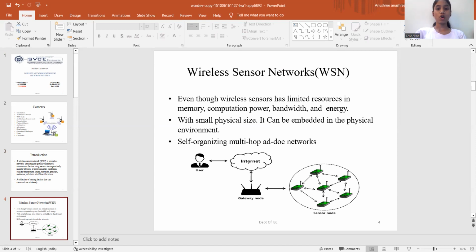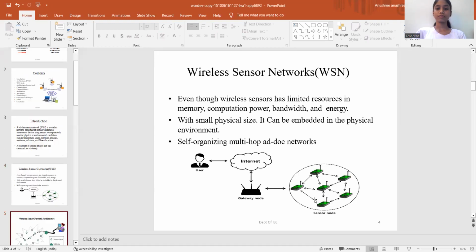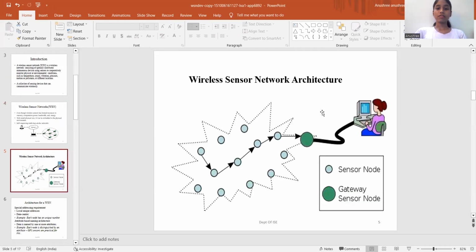Self-organizing multi-hop ad hoc networks. Here you can see a user who is using the internet to connect to a gateway node, and the gateway node is connected to several sensor nodes. Wireless sensor network architecture: these small blue circles indicate the sensor nodes and the large circle indicates the gateway node. All these small circles, that is sensor nodes, are connected to a gateway node, which is indirectly connected to a user.